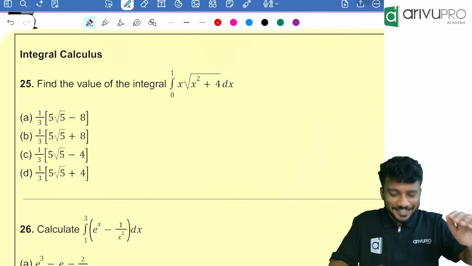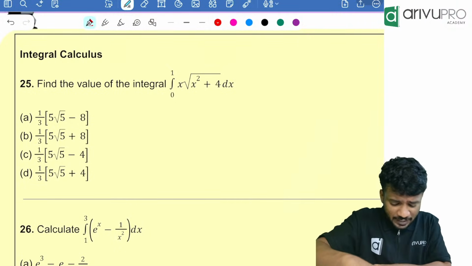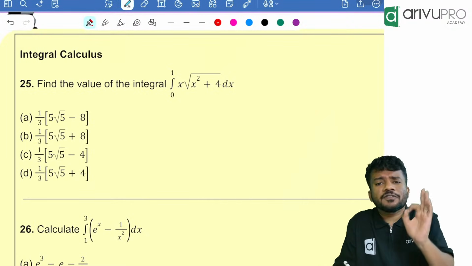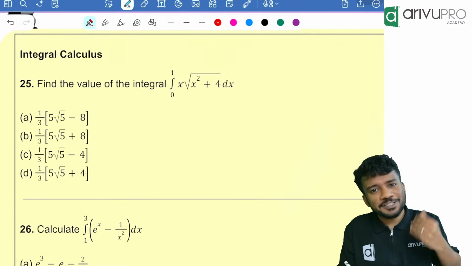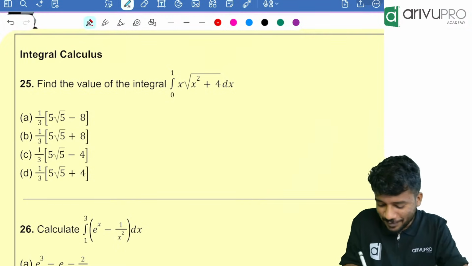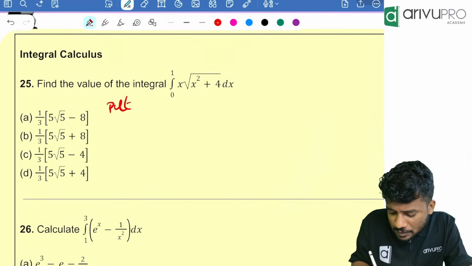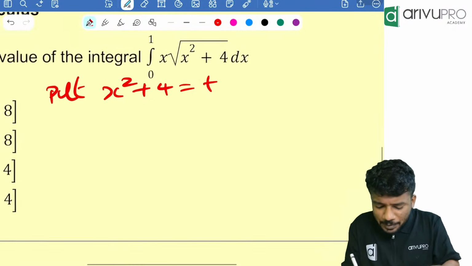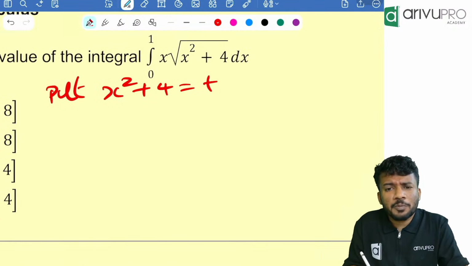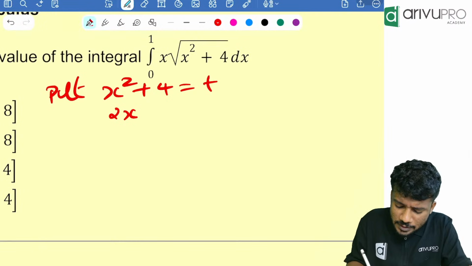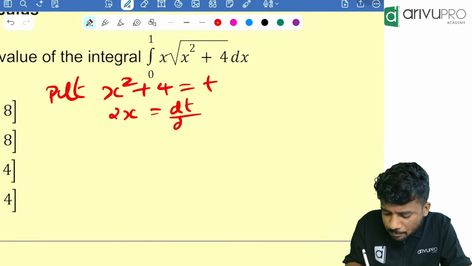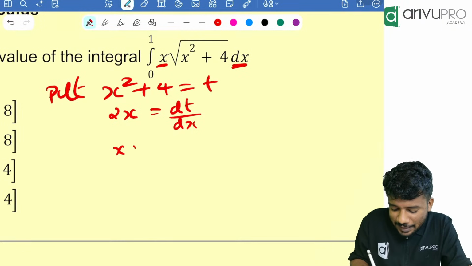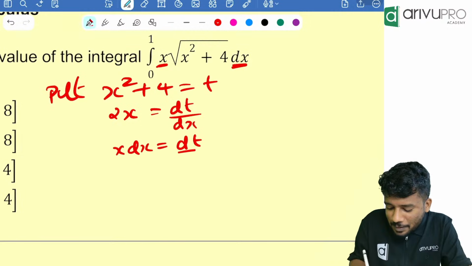Fine, done. So we need to find the value of the integral from 0 to 1 of x root of x square plus 4. Here also we should consider substitution. That is the easiest way to do it. So put x square plus 4 equal to t. Take the derivative on both sides. Then 2x is equal to dt by dx. Then we need to find x dx. x dx is nothing but dt by 2.